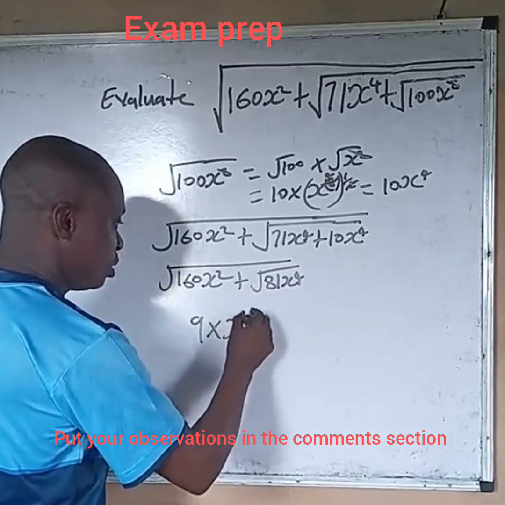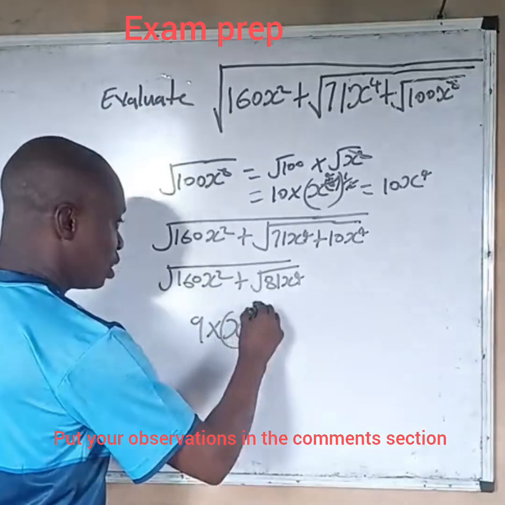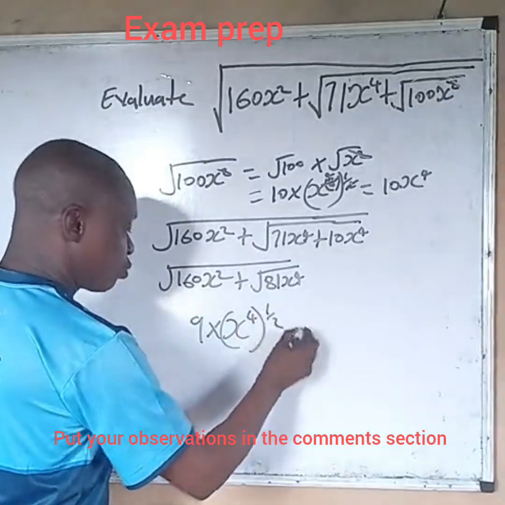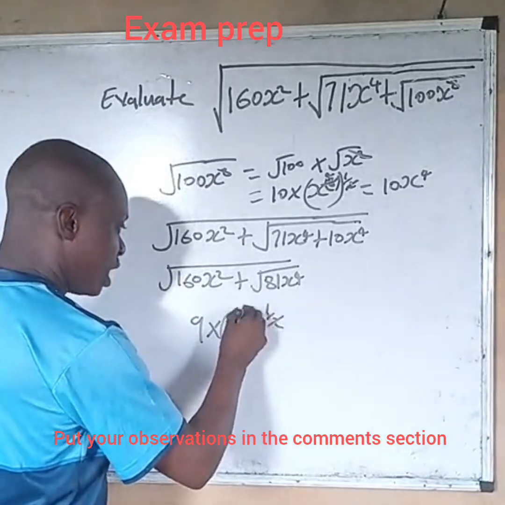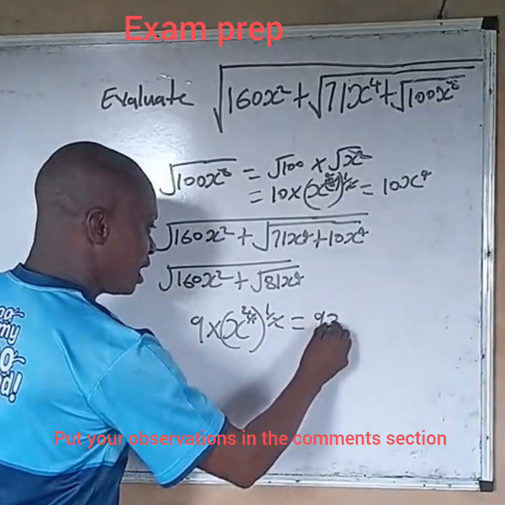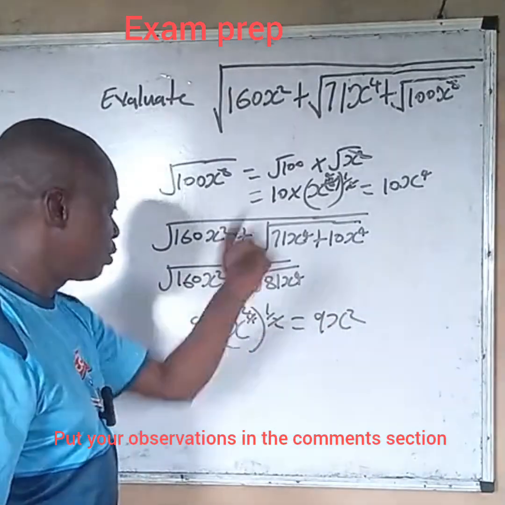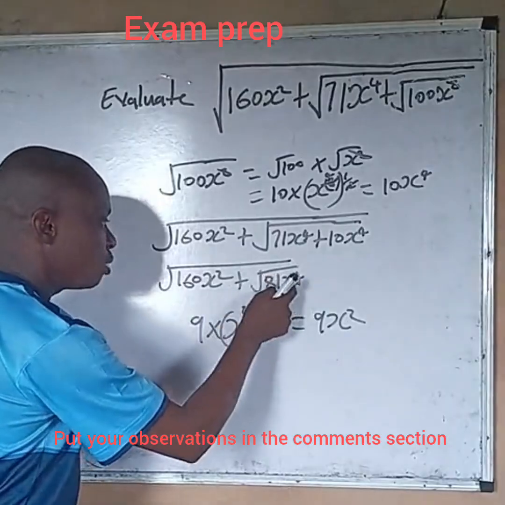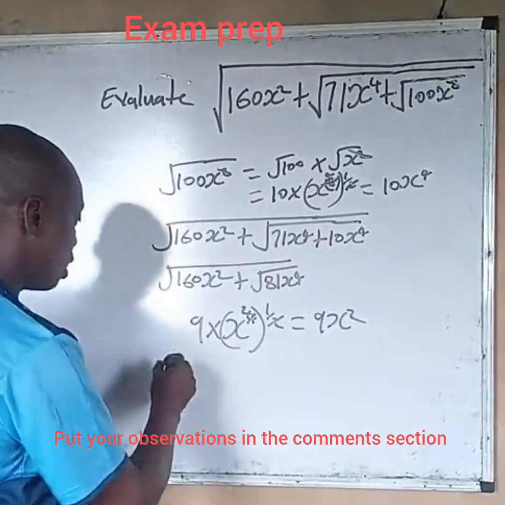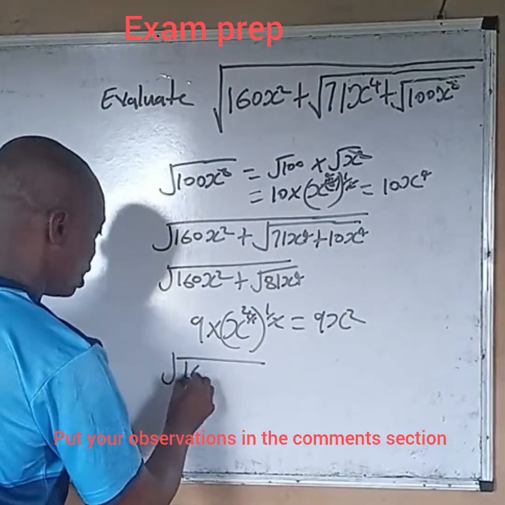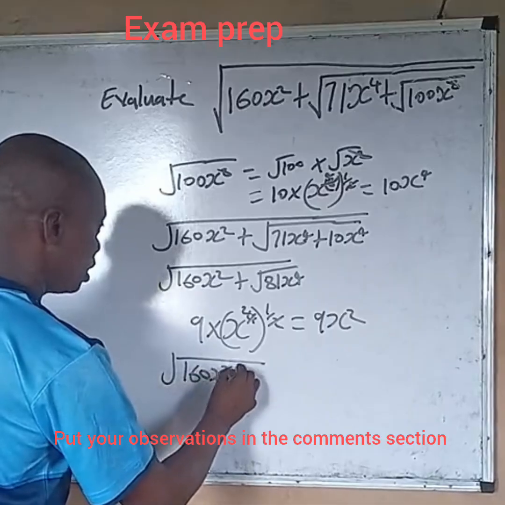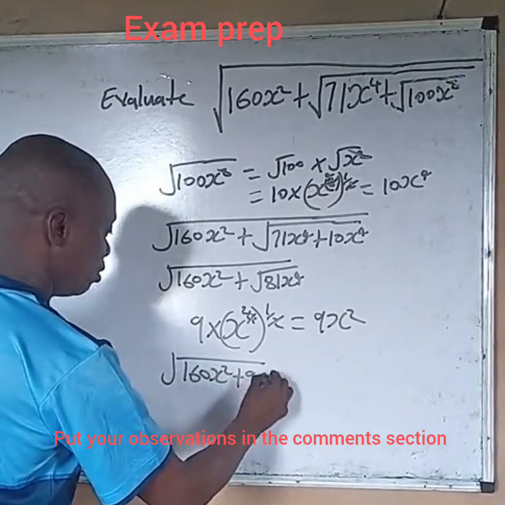The same thing now. Square root means what? It means 1 over 2. So 2 will cancel this 4, and you now have 2. So what you now have here is 9x raised to the power 2. So the square root of 81x raised to the power 4 is 9x raised to the power 2. So that will now give us root 160x squared plus 9x raised to the power 2.